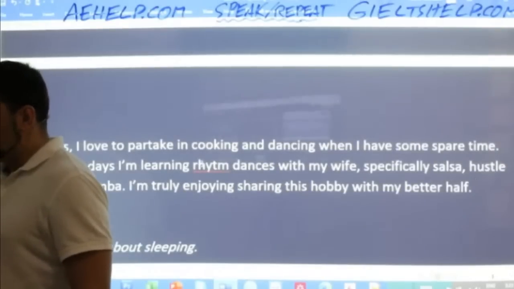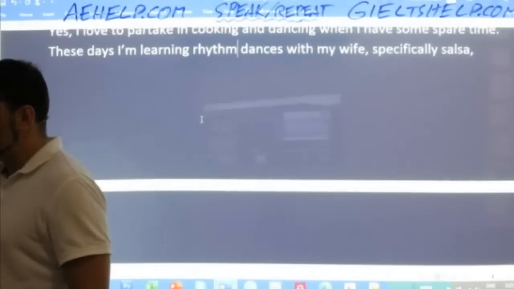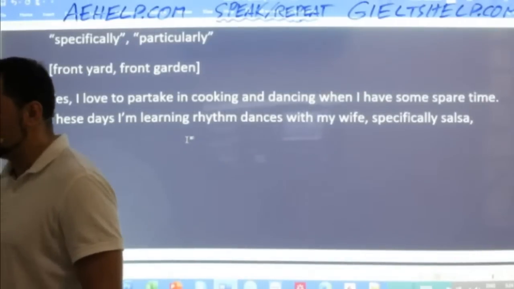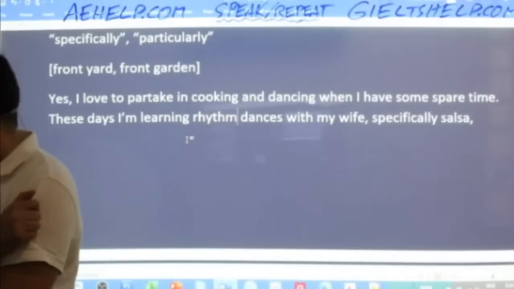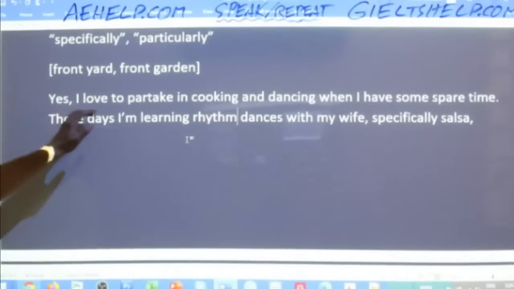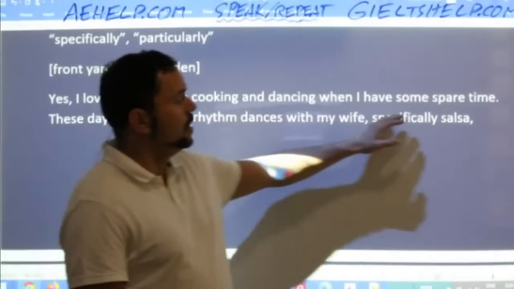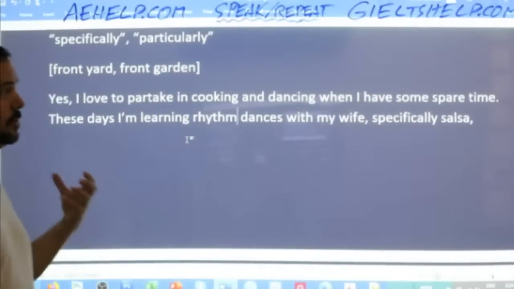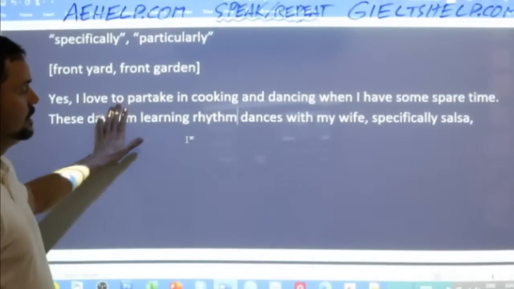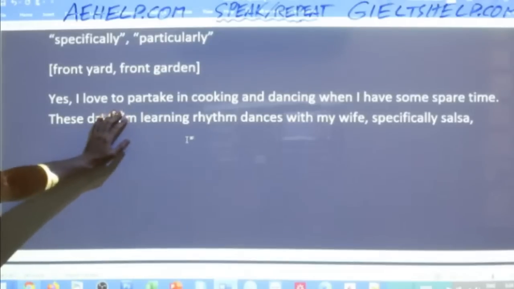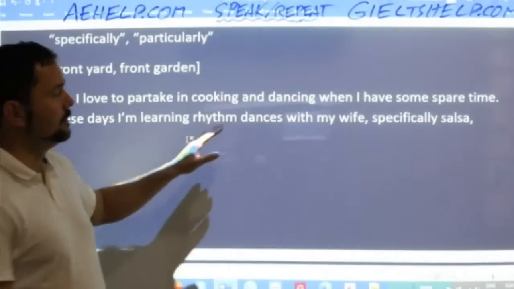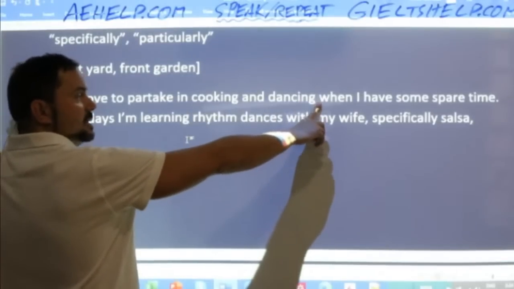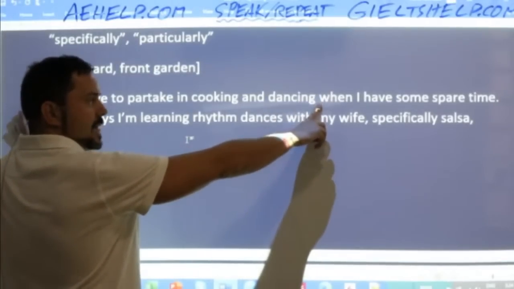So, again, details, originality, and smooth flowing examples, complex language will get you those high band scores. Notice what I'm doing here. So yes, I love to partake in cooking and dancing when I have some spare time. So our hobbies are activities that we do in our spare time. And here, the sentence looks like it's fairly simple, but in fact, it's nice and complex. In the first part here, yes, I love to partake in cooking and dancing. That's my independent clause or my main clause.